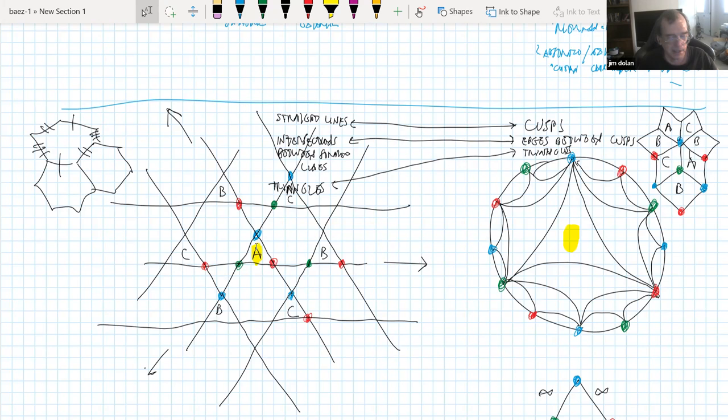You end up with these abelian children's drawings with the genus being about twice the number of triangles.